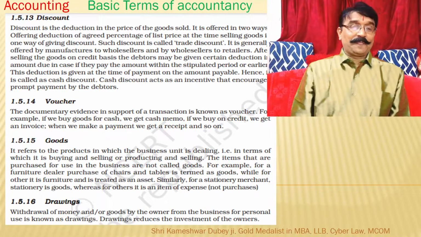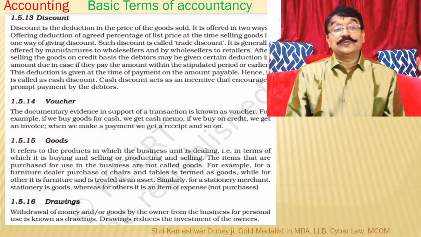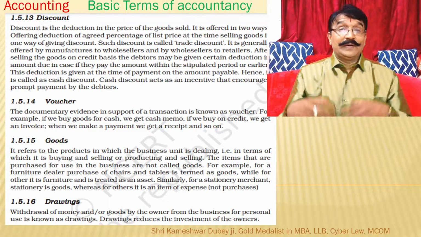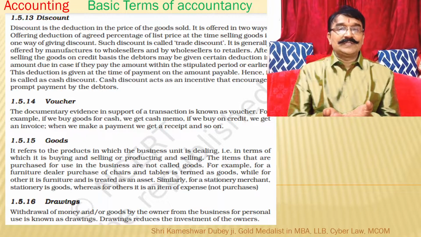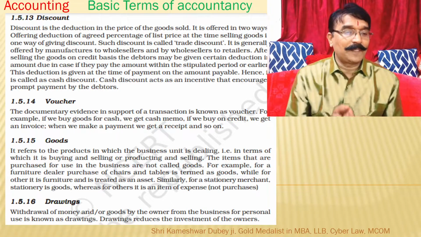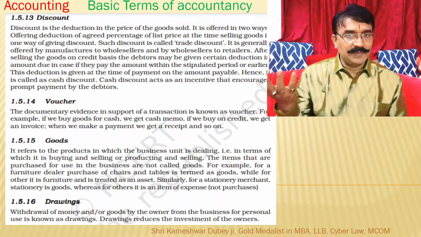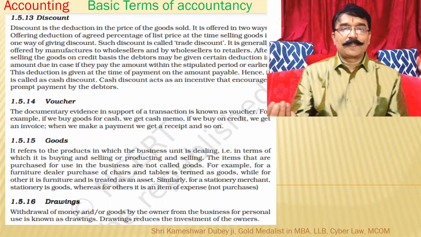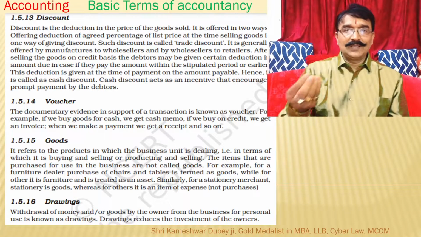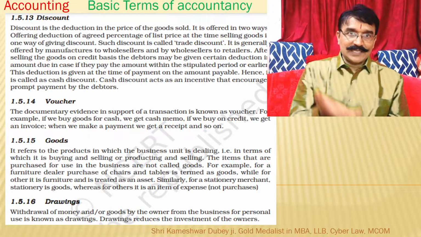Now voucher. The documentary evidence in support of a transaction is known as a voucher. Whatever transaction takes place, there has to be some documentary evidence, and whatever documentary evidence is available is known as a voucher. For example, if we buy goods for cash, we get a cash memo. We are buying the goods, we are giving the money, and we are getting the receipt. That cash memo we are receiving is a voucher.